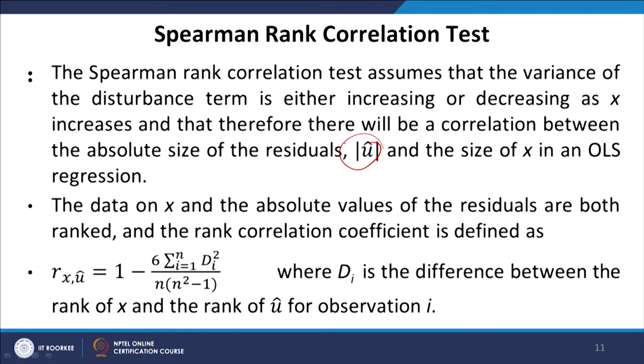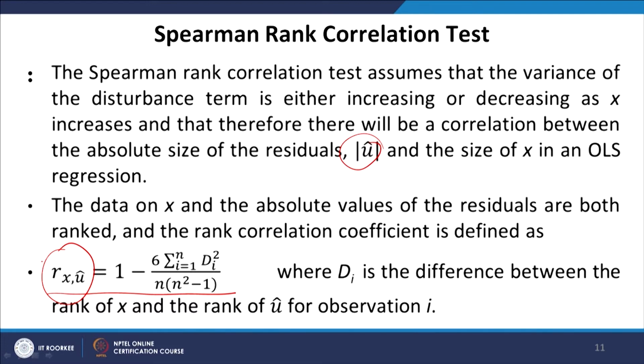The data on x and the absolute values of the residuals are both ranked, and the rank correlation coefficient is calculated as this. It is denoted by r x u hat, which is equal to 1 minus the summation i equals 1 to n d i square divided by n into n square minus 1, where d i is the difference between the rank of x and the rank of u hat for the ith observation.